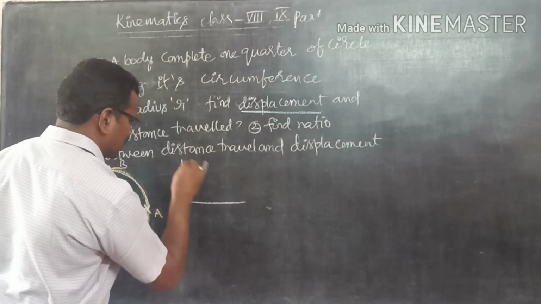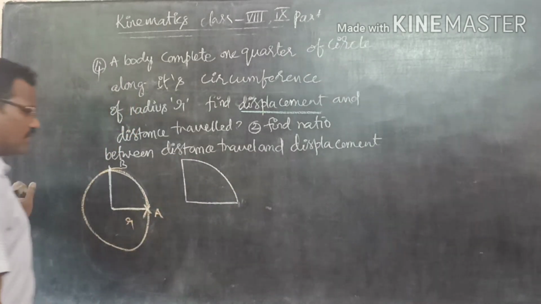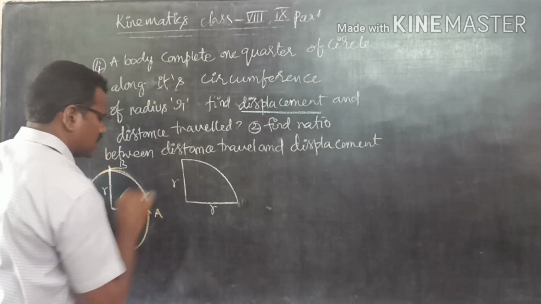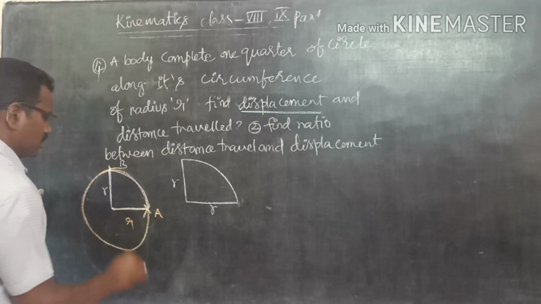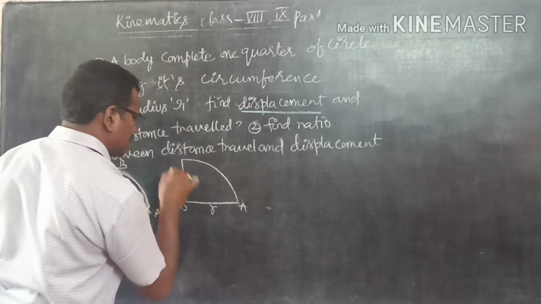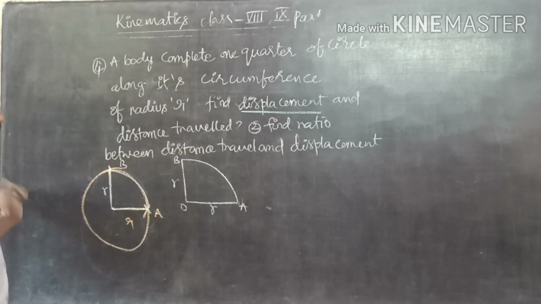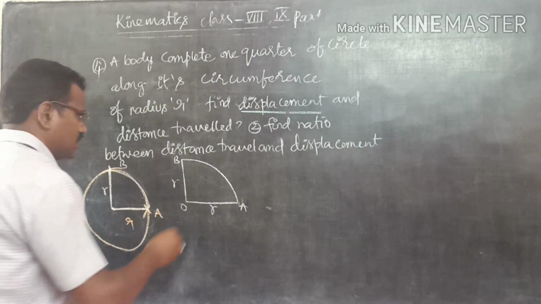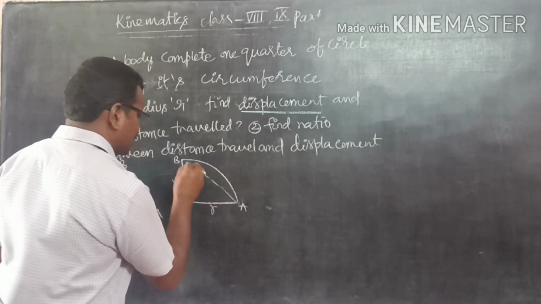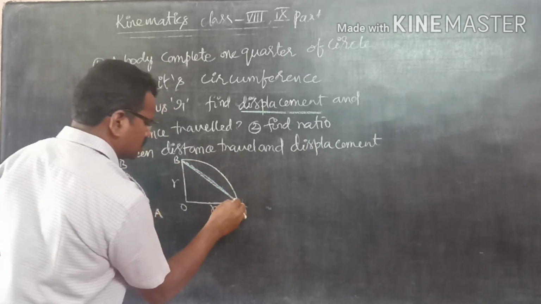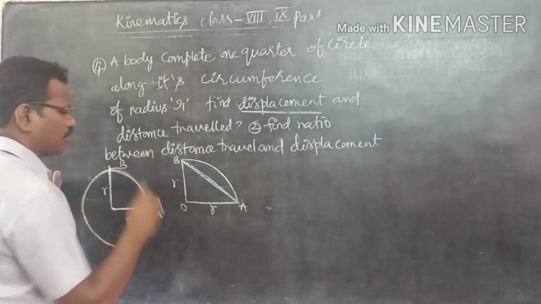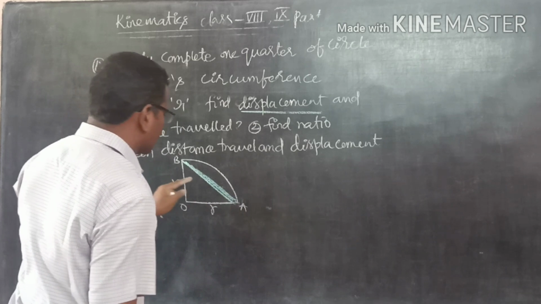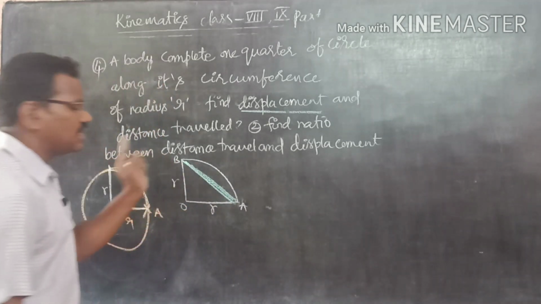If we consider it like this, this is radius r, and this is also radius r. Now the body starts at A and ends at B. Here what should we find out? First of all, the displacement. Displacement is nothing but the straight line path between the initial and terminal points. Here the initial point is A and the terminal point is B. They are asking for the length of the diagonal of a right angle triangle.